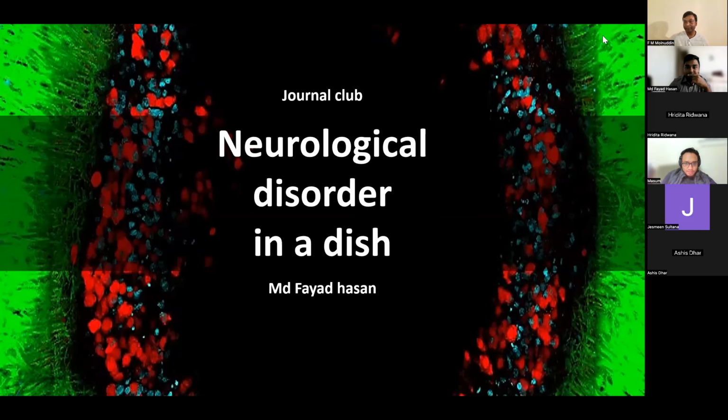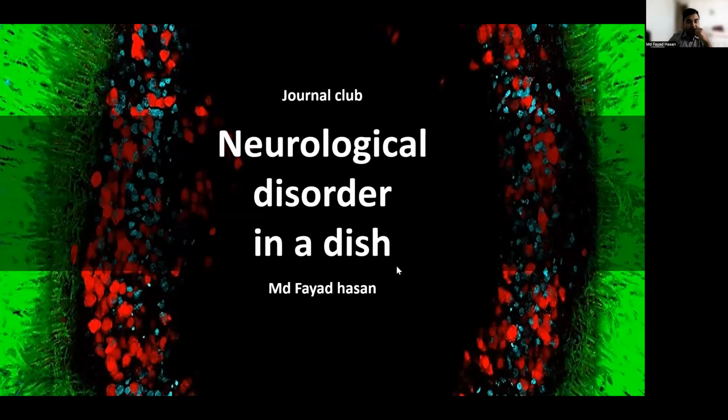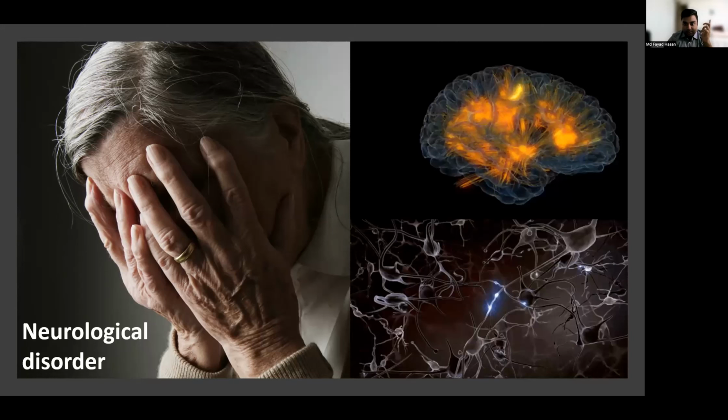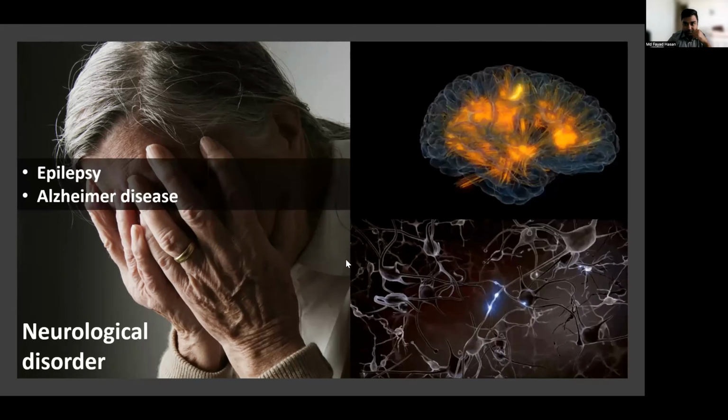So today I wanted to present a little snippet of my research, and my recent research is on neurological disorder in a dish. So what I try to do in general is to mimic a human brain inside a laboratory dish. So what's the motivation behind that? Neurological disorders each year affect millions and millions of people all around the world. And my focus was two of the main neurological disorders, which is epilepsy and Alzheimer's.